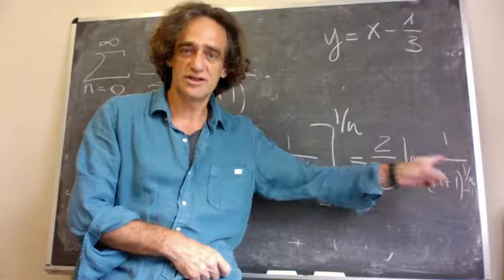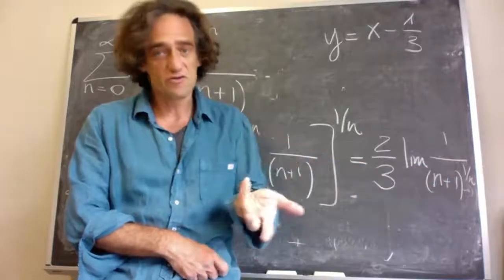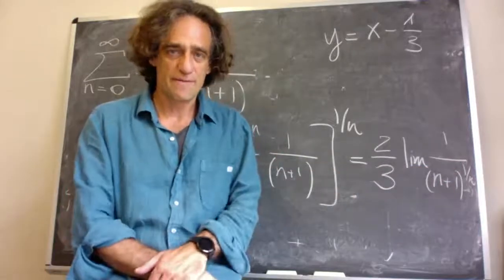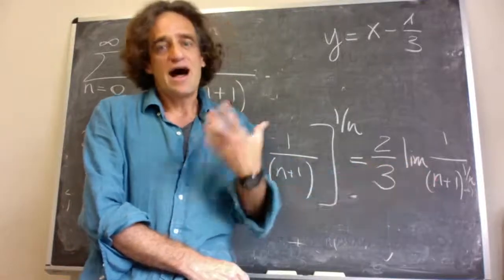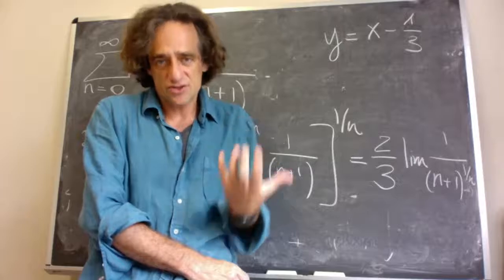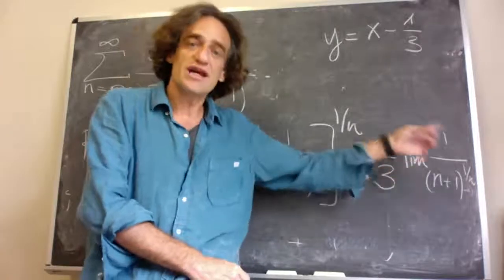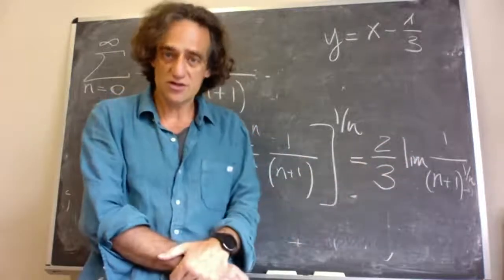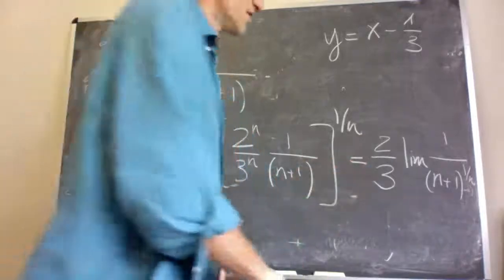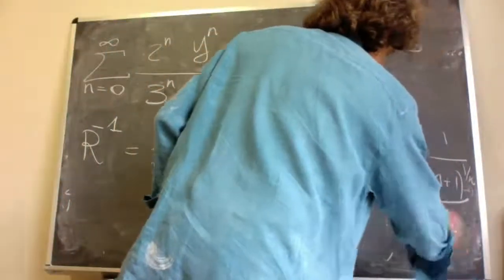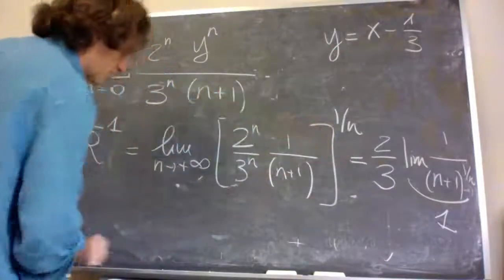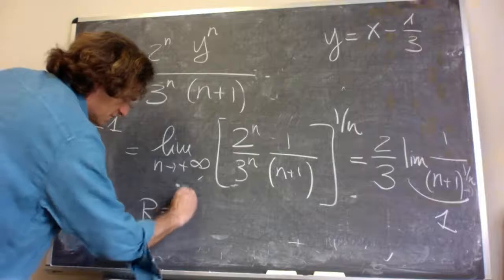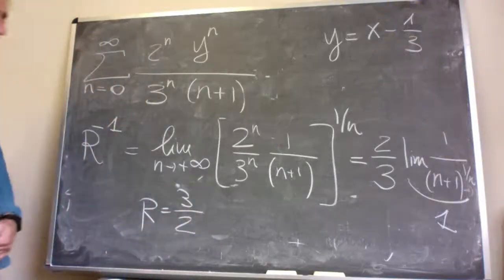If the growth here is polynomial, or the inverse of a polynomial, the limit is always 1. Put it in another way, polynomial coefficients have not a sufficient strength to move the radius of convergence from 1. So this guy is equal to 1. So the inverse of R is 2 over 3, so R is 3 over 2. Okay?